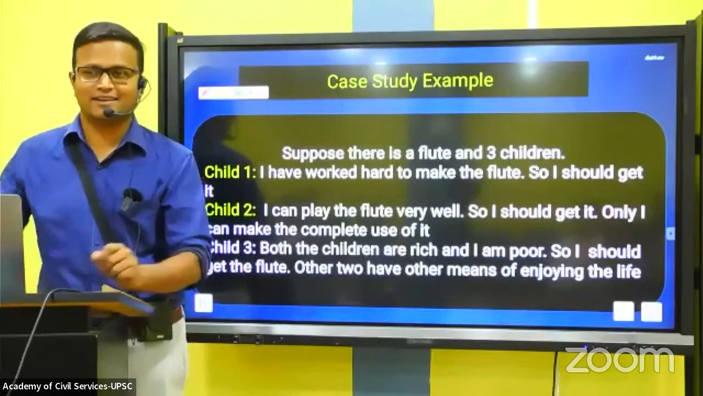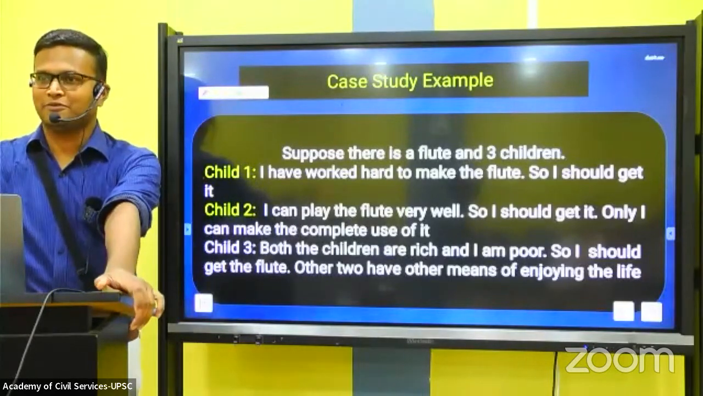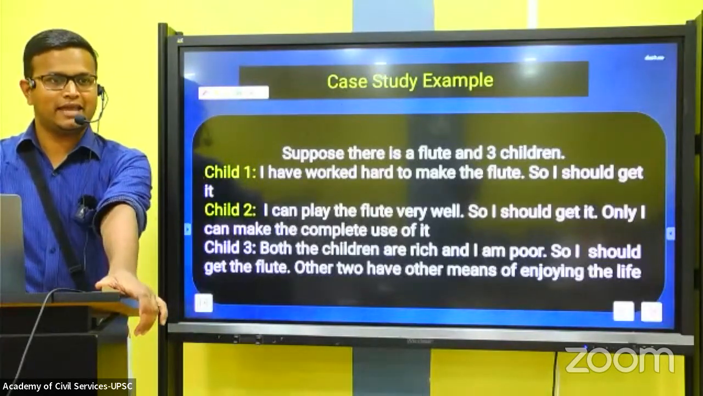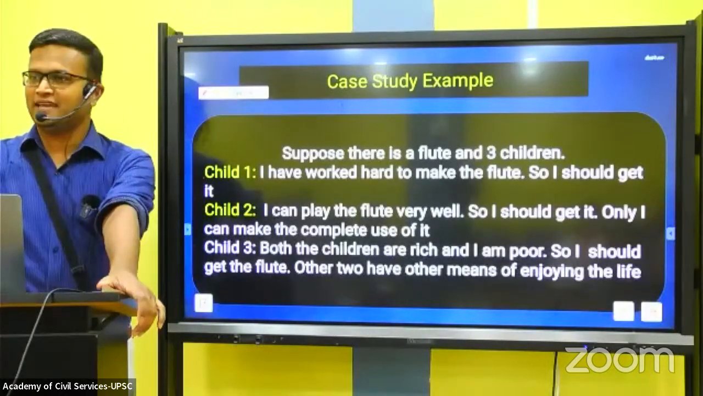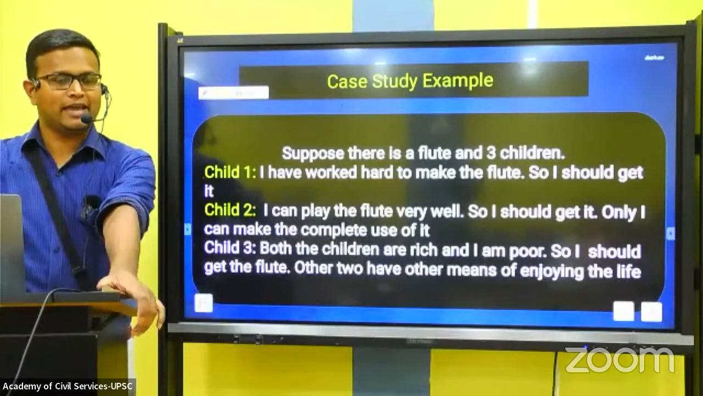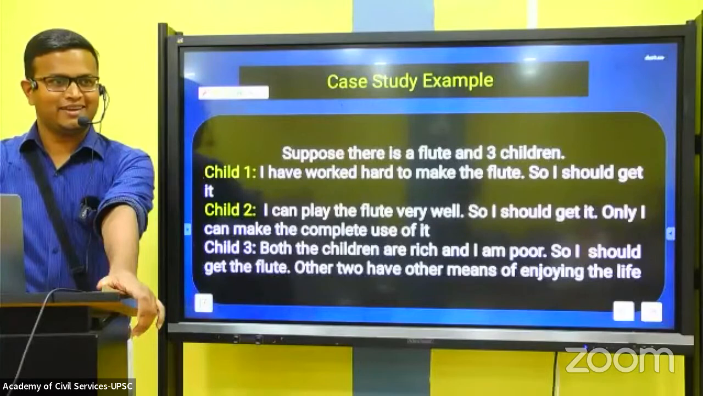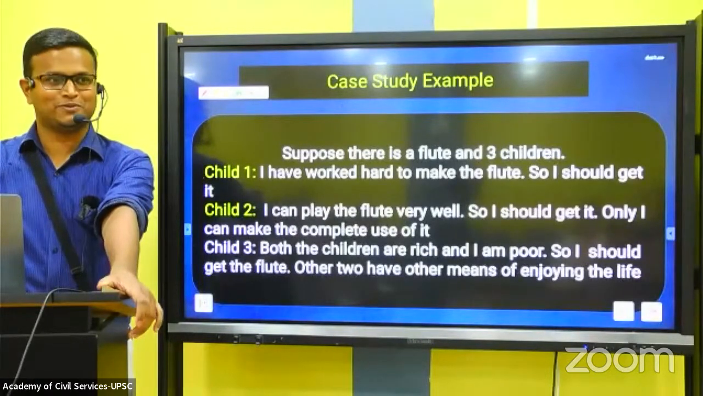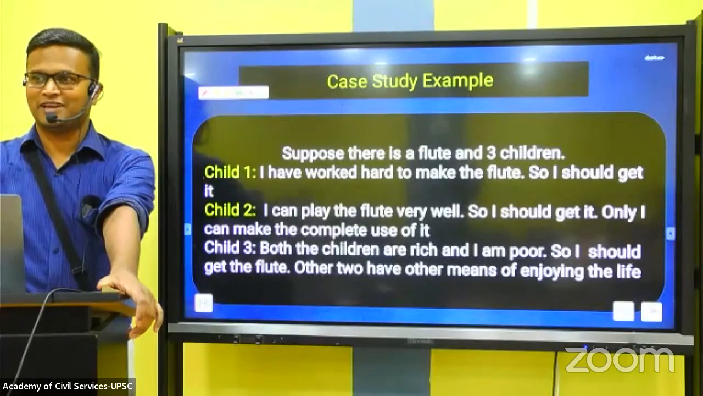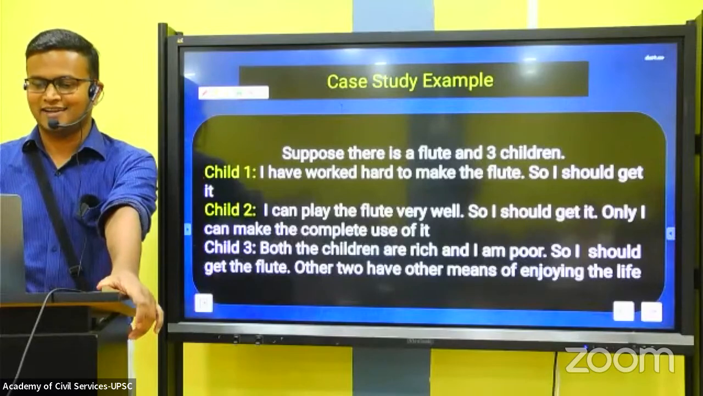Here multiple things are there. Being a public servant, you should have empathy and compassion inside you towards the poor people. Being a public servant, you should also take care of perfectionism, who will use it in a perfect way. Being a public servant, you cannot ignore the person who made it also. Then all of you write it down, whether you will give it to child 1 or child 2 or child 3.